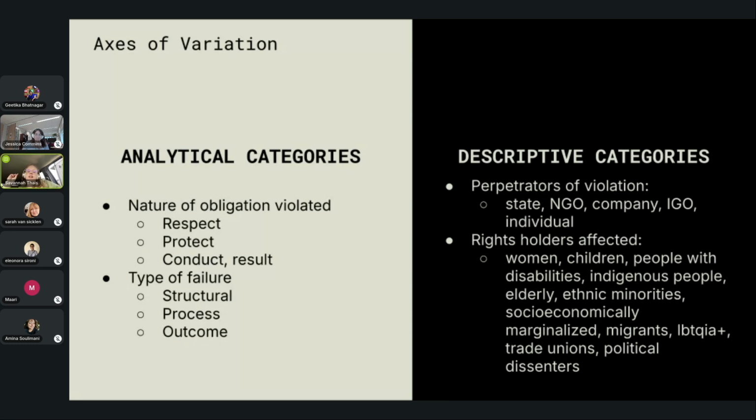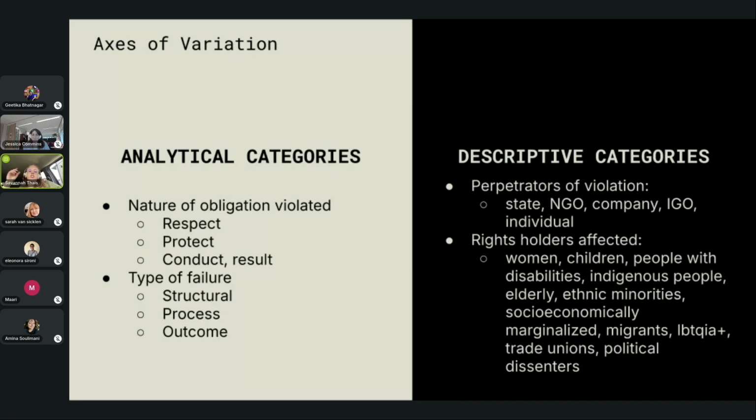Then we have descriptive categories. So, namely, who is perpetrating this particular violation? Is it a state action, an NGO, an international government organization, a company, or an individual? And then, because we're very concerned with bias and marginalization as well, we want to look at scenarios that specify different kinds of rights holders who are affected.